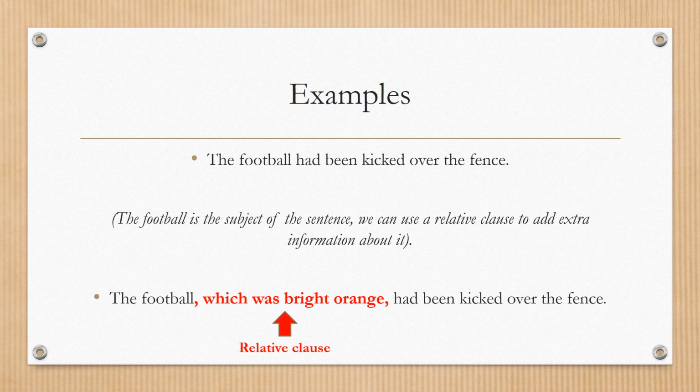So which was bright orange is giving extra information about the football. I've got my relative pronoun which is used to describe an object in this case, which is the football, and it makes perfect sense now, and it's got the correct punctuation. Nice and simple.